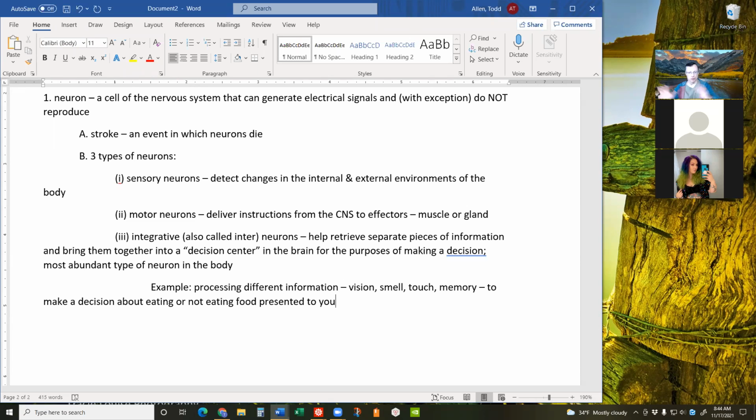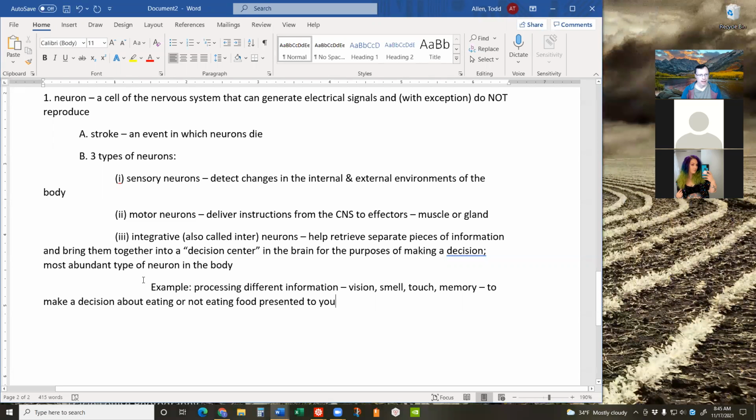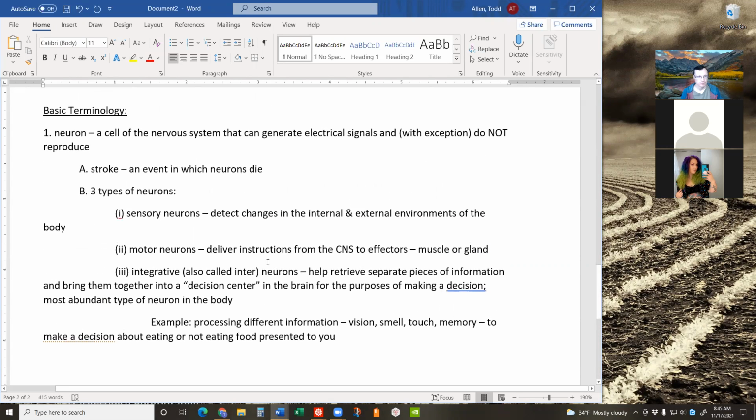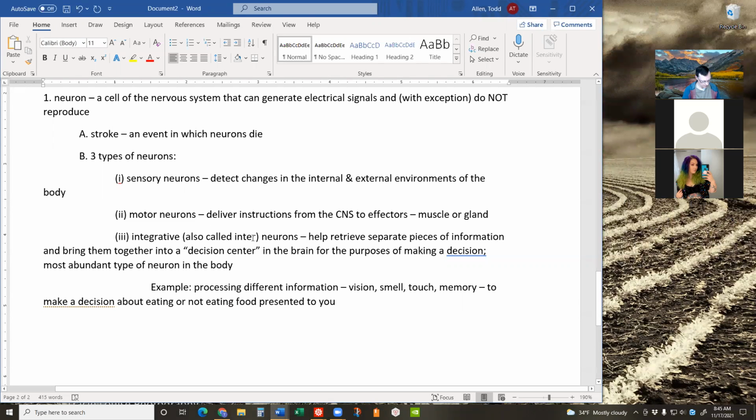Okay, so integrative neurons help with decision-making processes. All right, folks, any questions so far? Okay, so we've covered some ideas about neurons.